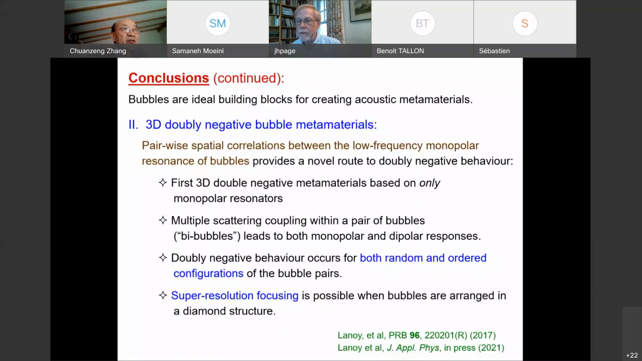Okay, thank you. With totally randomly distributed bubbles with no correlation spatially, you were absolutely right. You just get a band gap and singly negative behavior.